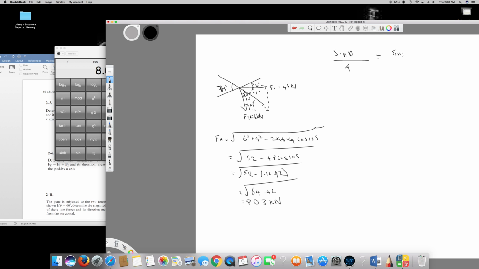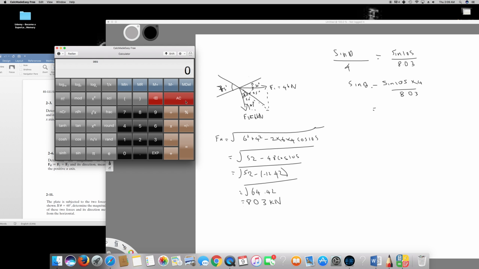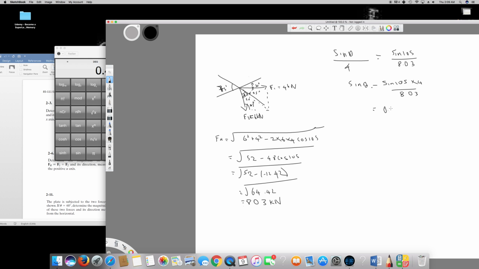So sine 105 over the resultant force 8.03. So now I have to simply say sin theta is equal to sine 105 times 4 over 8.03. Which is going to give me, let's see, sine 105 times 4 divided by 8.03 is equal to 0.4812. So theta is going to be sine inverse 0.4812.